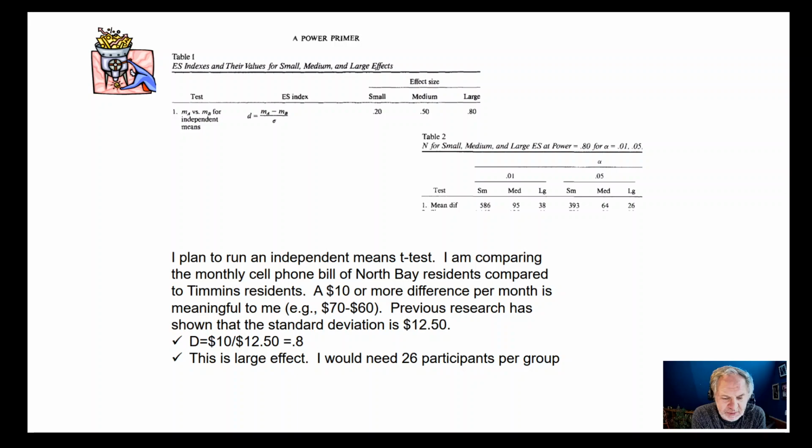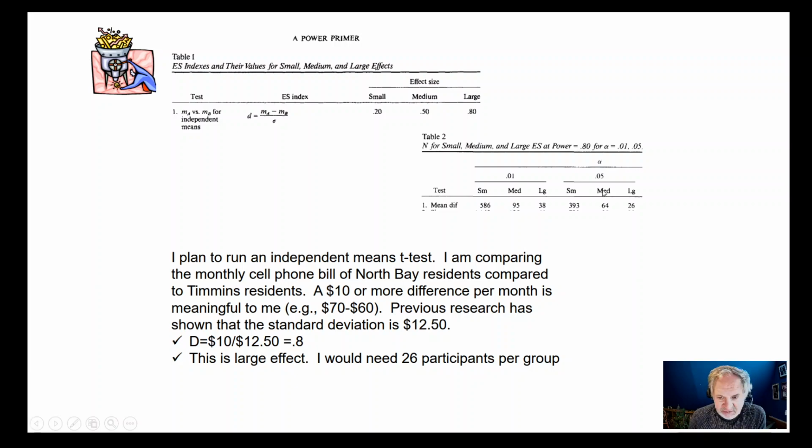Previous research, when I did my lit review, showed that the standard deviation was roughly $12.5. So what do I do? I run my Cohen's d. I take my difference of $10, MA minus MB, so let's say 70 minus 60 is 10. Divide it by my estimate of the standard deviation, which is 12.5, and I get a d of 0.8. If I look it up in the table here, 0.8 is a large effect.